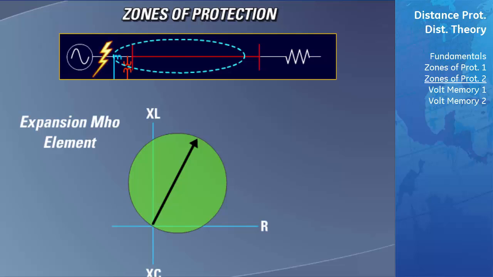On faults that occur very close to the point where the currents and voltages are being measured, relays may have difficulty distinguishing whether the fault is inside their zone of protection or outside of it. To overcome this difficulty, the D60 changes the size of the Mho circle when the calculated impedance is very near the origin. This is known as the expansion Mho element.